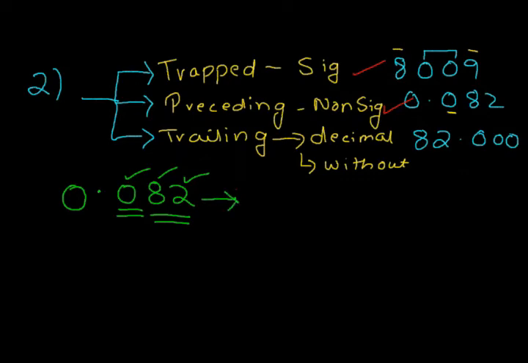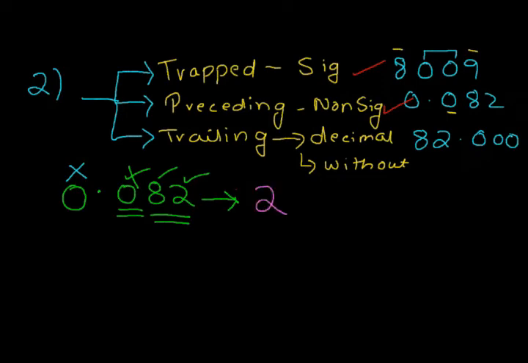So let us count the total number of significant figures in this. There are 2 non-zero digits, hence it is definitely significant. This is a preceding zero. It is not significant. You do not consider this. And this you do not consider. Even this is a non-significant digit. Hence the total number of significant digits in this number is 2.